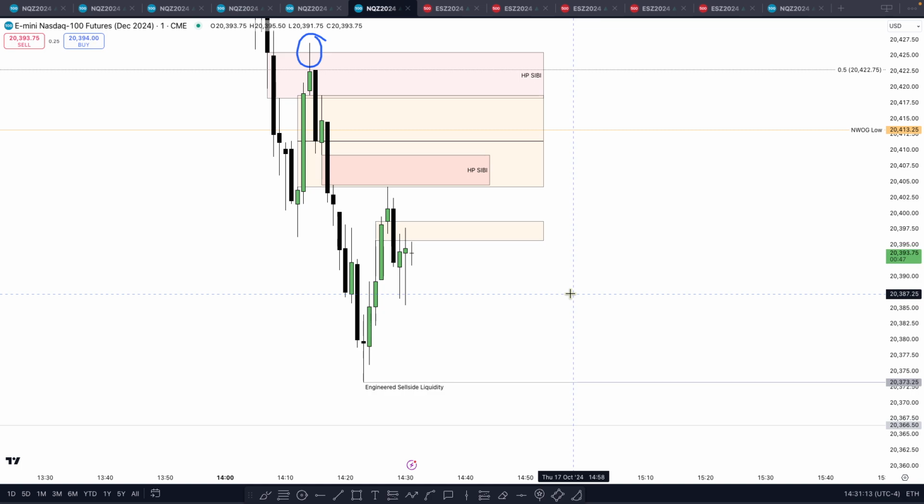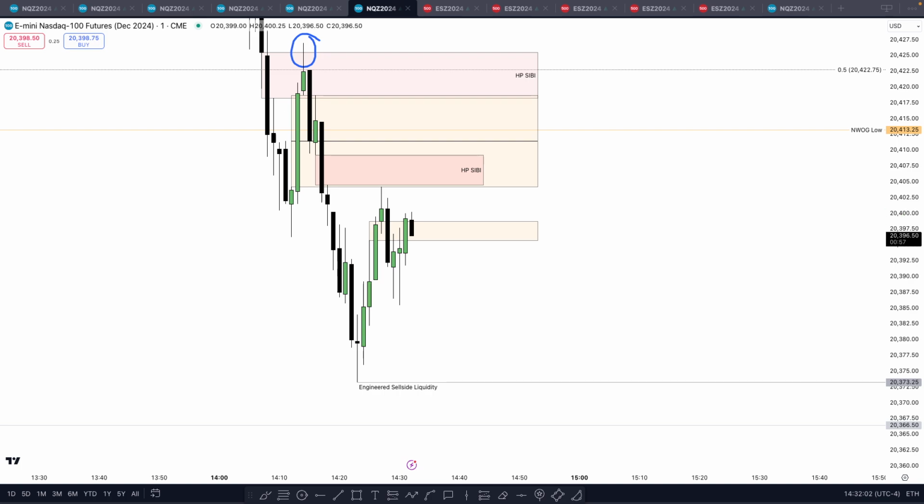Just waiting for some more data here. See if we close above this. 2-chance roll with this one. We do get that close above, so that's a reclaim BISI if we're just classifying it.